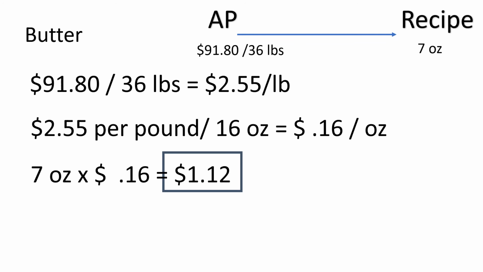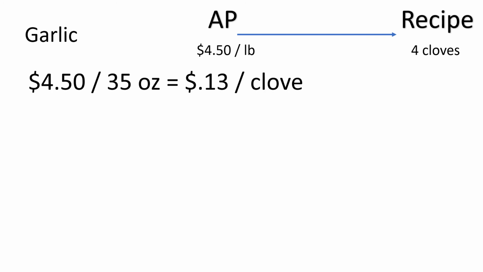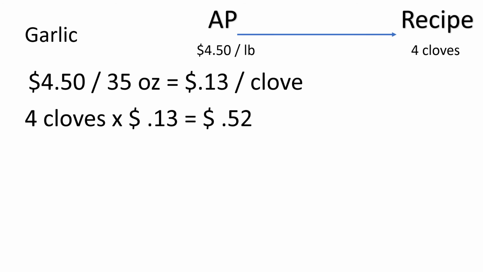So 7 ounces times 16 gives me $1.12 for my cost for butter. Garlic. We've already done garlic, right? So we already know that garlic is 13 cents a clove. We can just copy and paste what we did up there and bring that 13 cents per clove down to the bottom part of the recipe, the cost out sheet, and we already know 4 cloves is 52 cents. Okay, you guys see how that works?